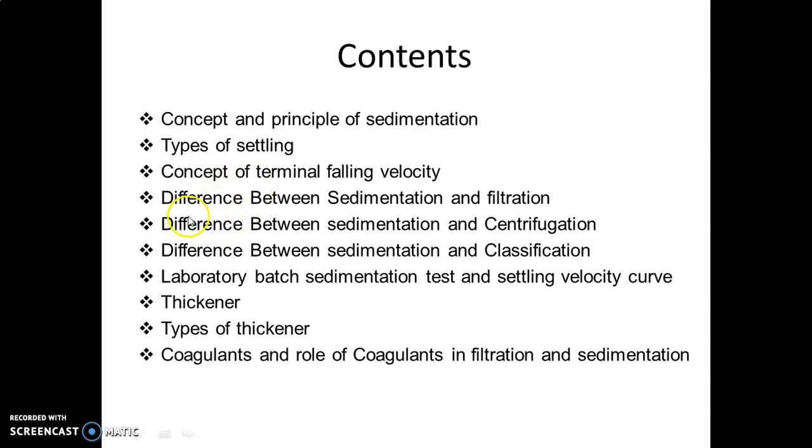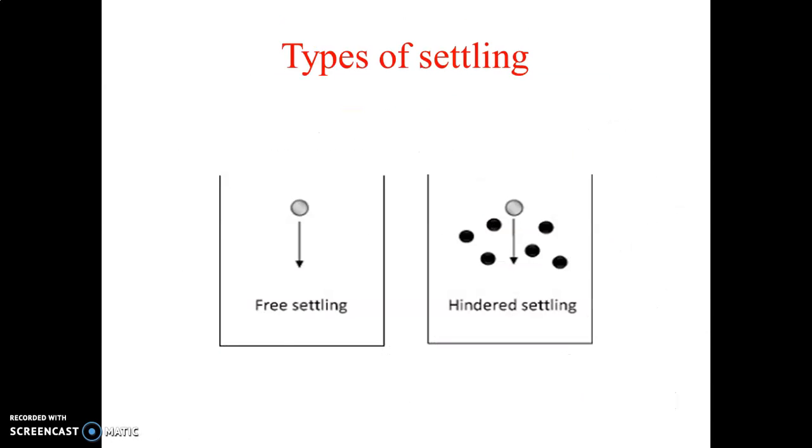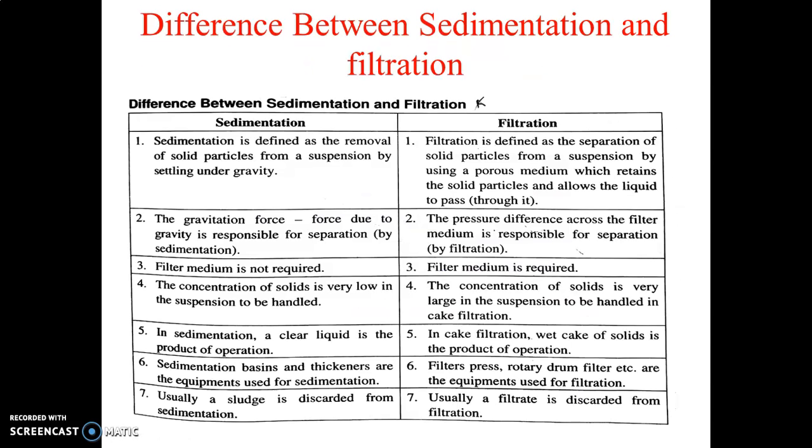In today's lecture, we will discuss the difference between sedimentation and filtration, the difference between sedimentation and centrifugation, and the difference between sedimentation and classification. So let us start the lecture. First we discuss the difference between sedimentation and filtration.